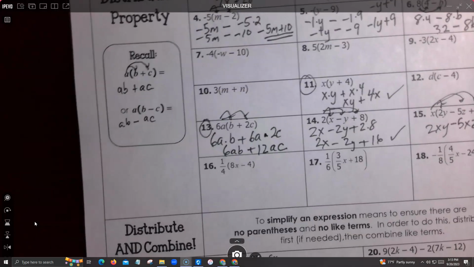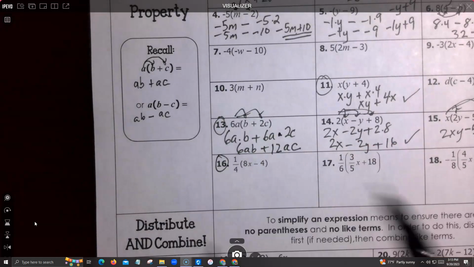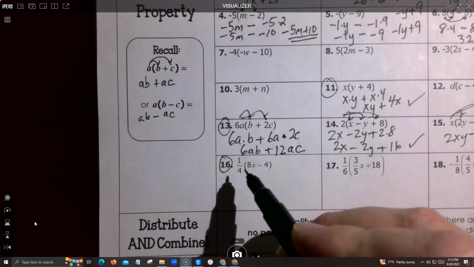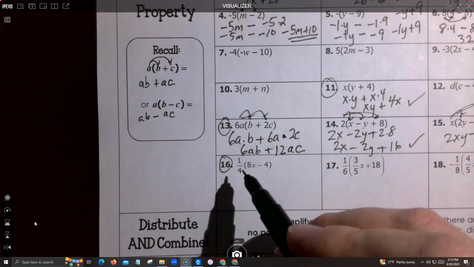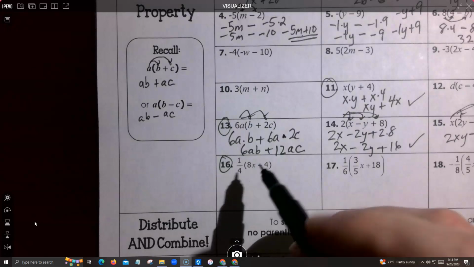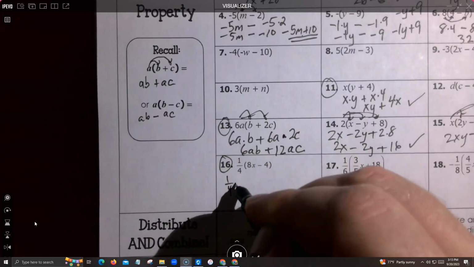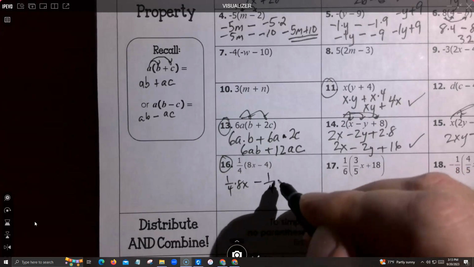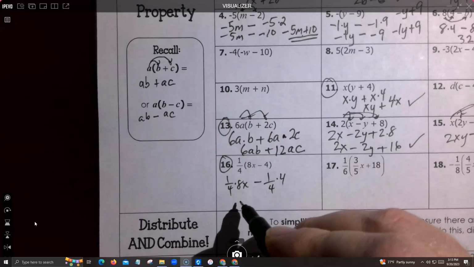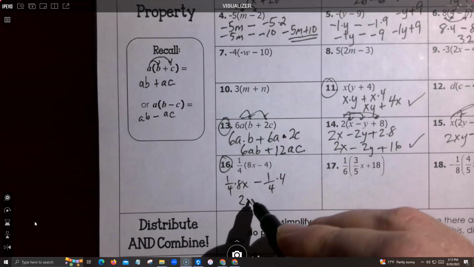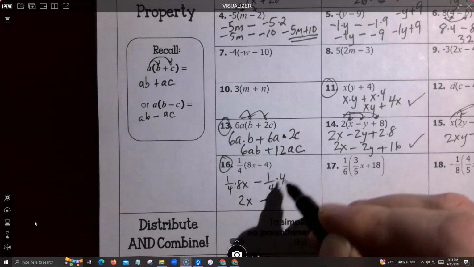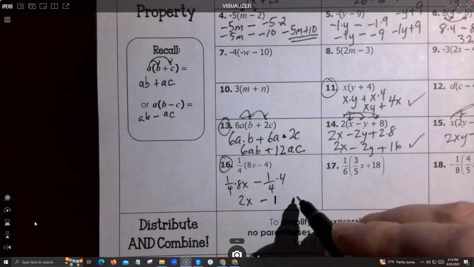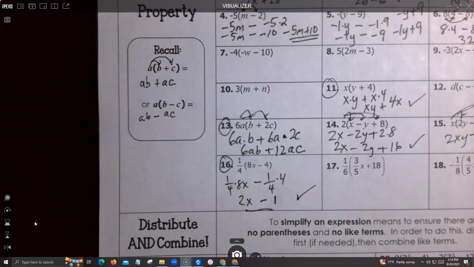You can. Actually, let's do this number 16 just to say we've done it. Alright, so if you put this in your calculator, you can change that to a decimal if you want, but 1/4 of 8x, so I'm doing 1/4 times 8x minus 1/4 times 4. So 1/4 of 8x, put that in your calculator, you're going to get 2x, and then 1/4 of 4 is just 1. So this answer is 2x minus 1.